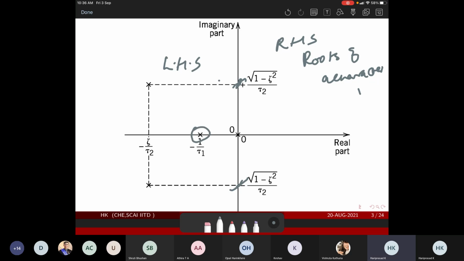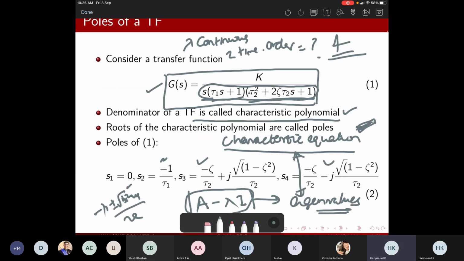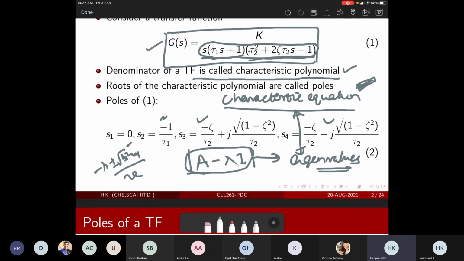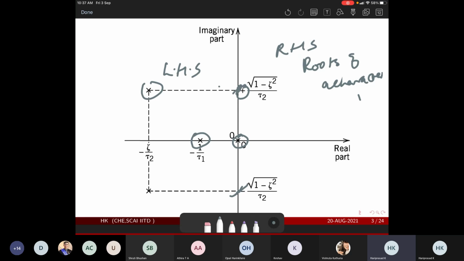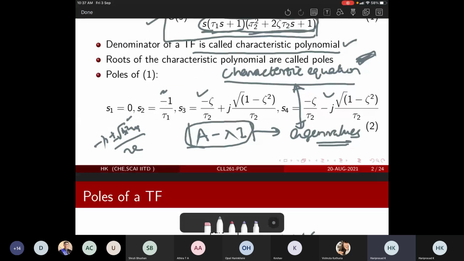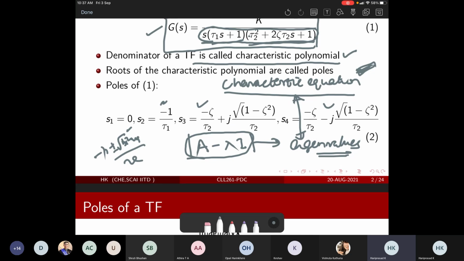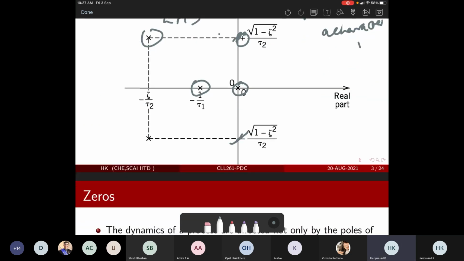The positions of these roots at various locations would eventually influence your dynamics. Why? Because when you take the inverse, these roots drive your system's characteristics. That's why we call the denominator polynomial the characteristic equation. When you take the Laplace inverse, the roots of this characteristic equation would determine how the dynamics is going to be.